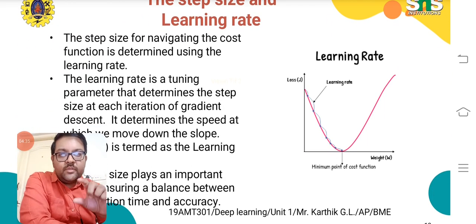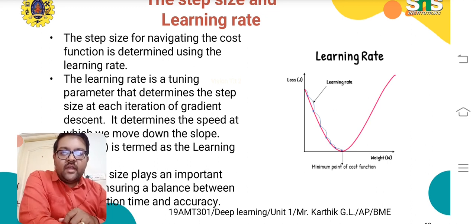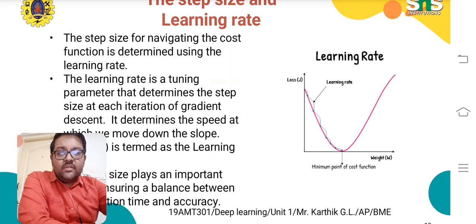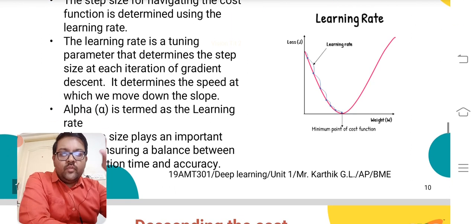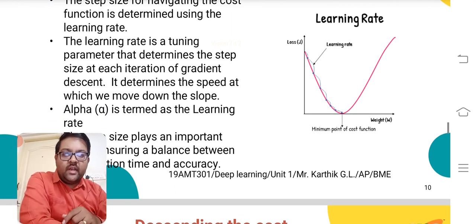Now the step size and the learning rate. The step size for navigating the cost function is determined by the learning rate. The learning rate is a tuning parameter that determines the step size at each iteration of gradient descent. It determines the speed at which we move down the slope. Alpha is termed the learning rate.